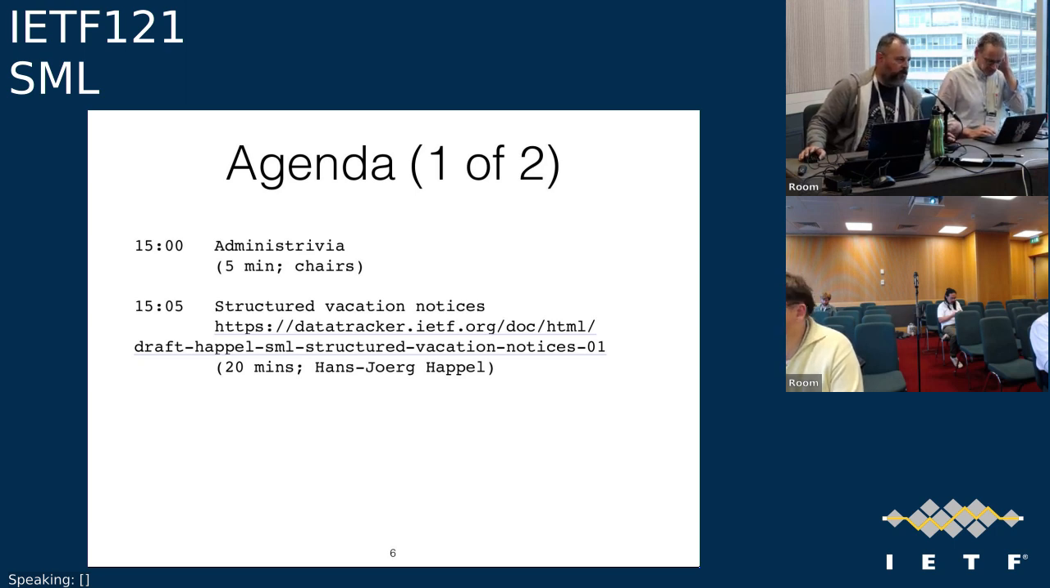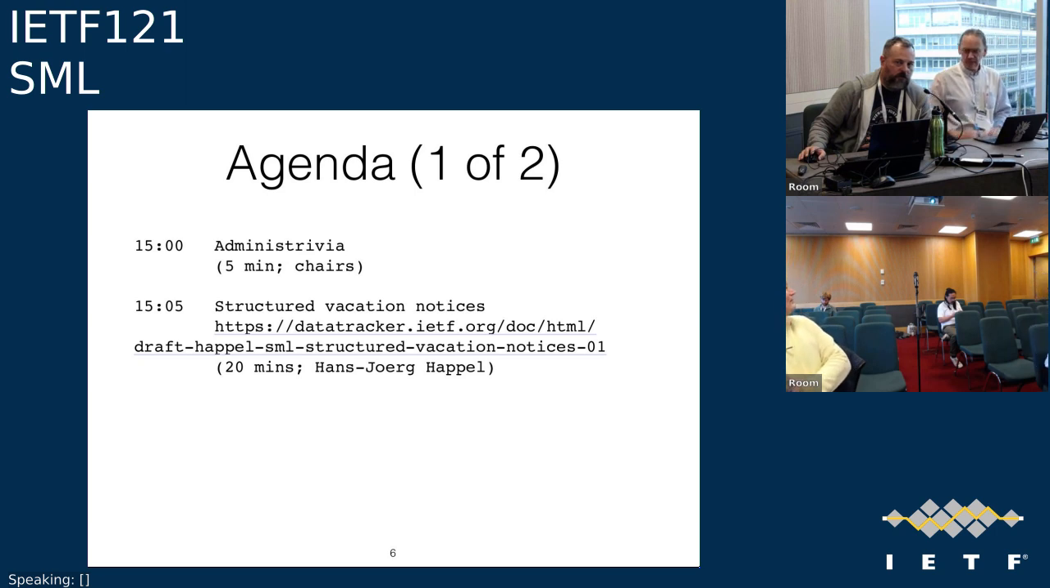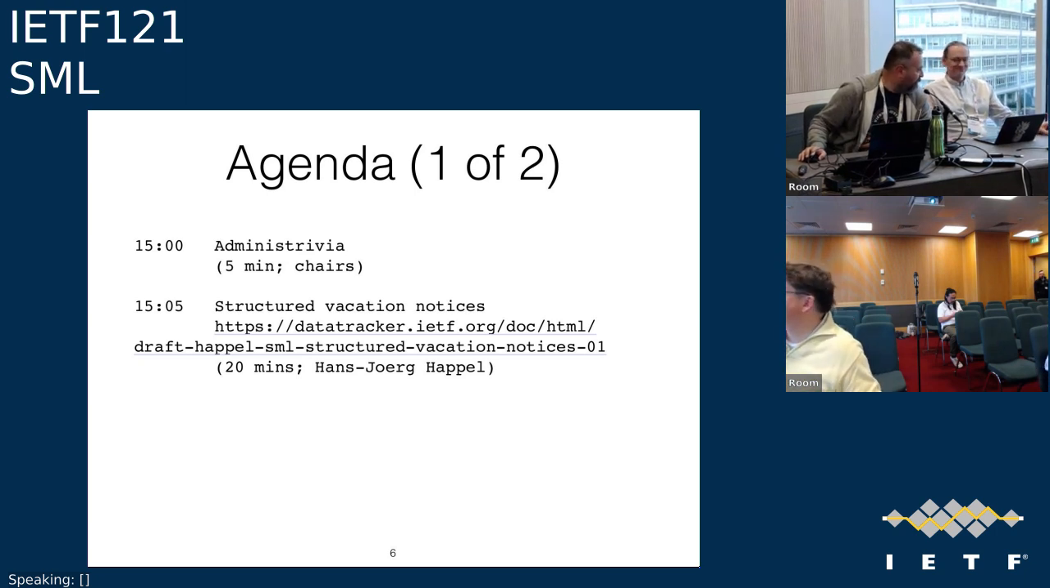So this is the proposed agenda on 2 slides. First, we'll talk about vacation notices because we didn't get to them last time. And the chairs finally issued an adoption call. We pressed the button in the data tracker, but we forgot to send email to the mailing list and we never followed up. So now there is the official 3 weeks adoption call.